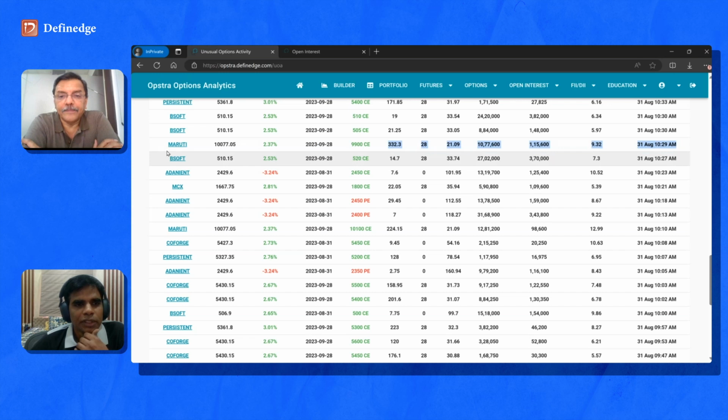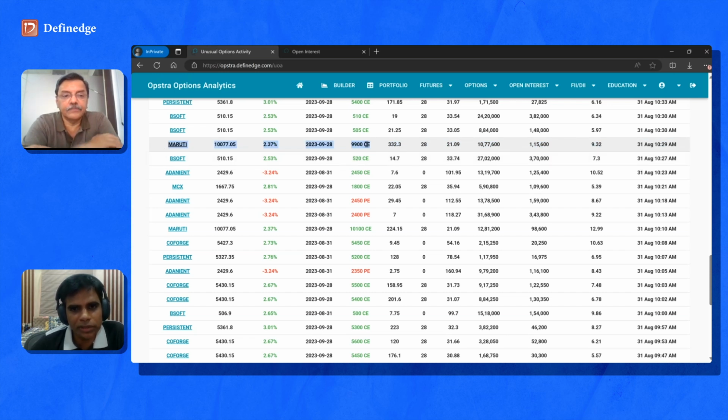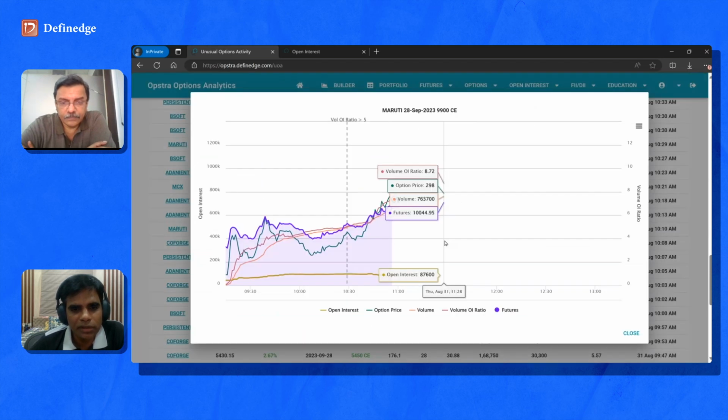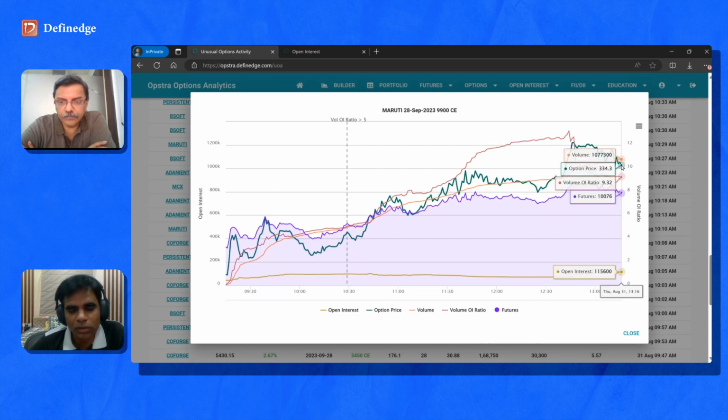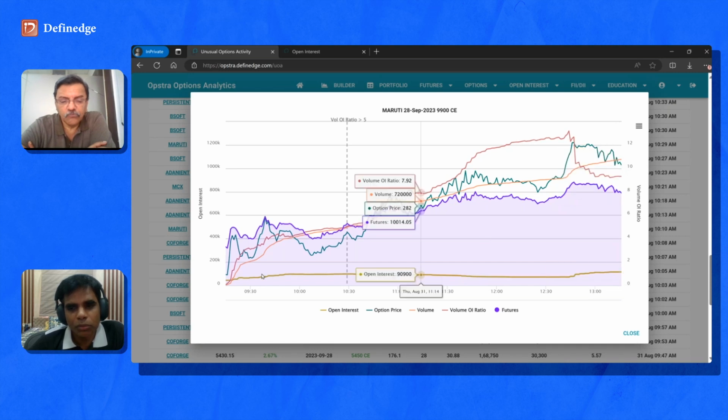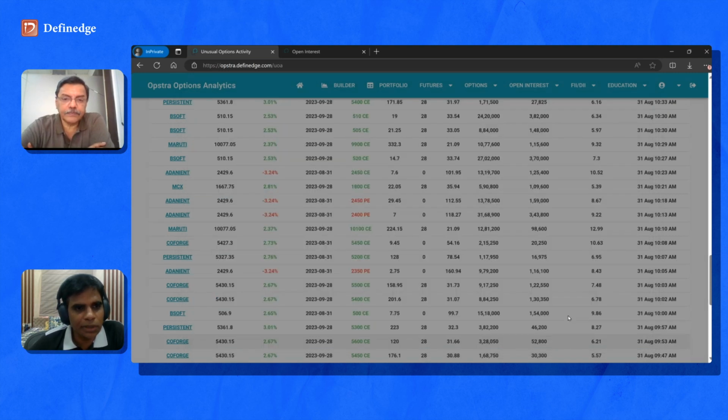Yes. So now look, as I said, 9,900 was the price when Maruti started today in the opening. Now if I look here, it is the 9,900 call, and it's the same again here. So 246 and it's now at 334. So again, some 90 points. So multiple strikes, all suggesting the same in Maruti.